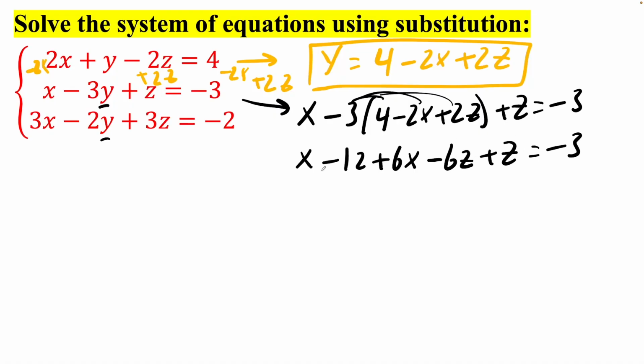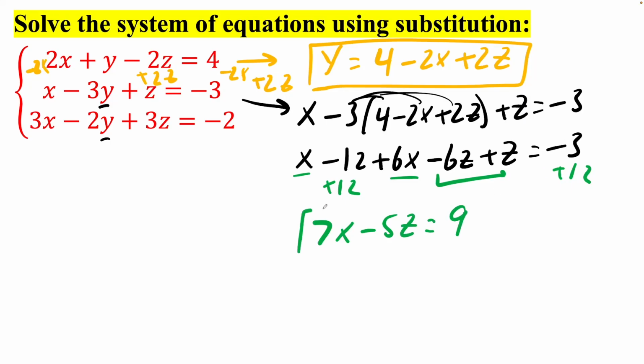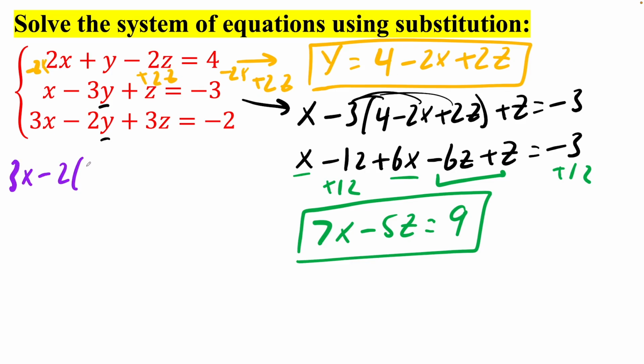So now we're going to combine, but we'll go ahead and add 12. x plus 6x, so 7x, negative 6z plus z, we get negative 5z is equal to negative 3 plus 12, we get a positive 9. We'll go ahead and box this in. So now we're going to do the same idea for the third equation. Wherever you see a y, go ahead and replace it. So 3x minus 2 parentheses 4 minus 2x plus 2z, close it, plus 3z is equal to negative 2.